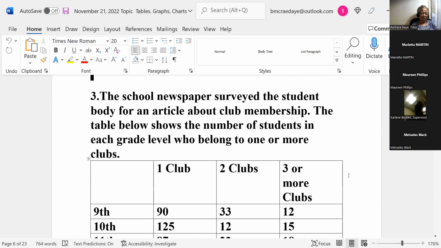Maureen, read number 3. I know you can solve this. A school newspaper surveyed the student body for an article about club membership. The table below shows the number of students in each grade level who belong to one or more clubs.